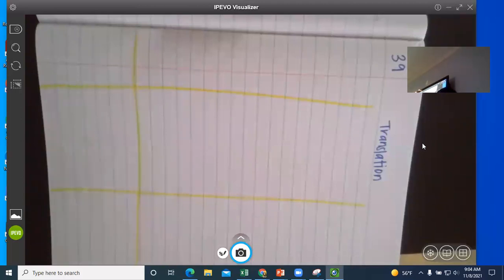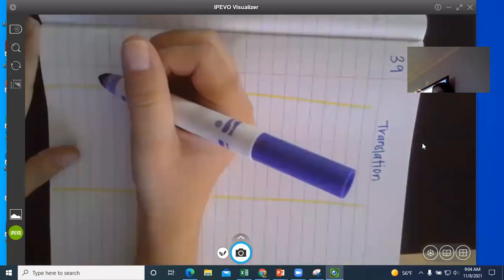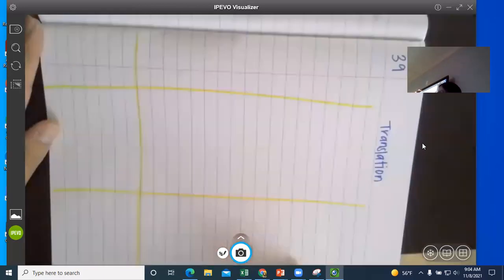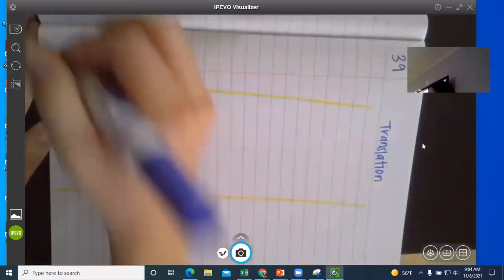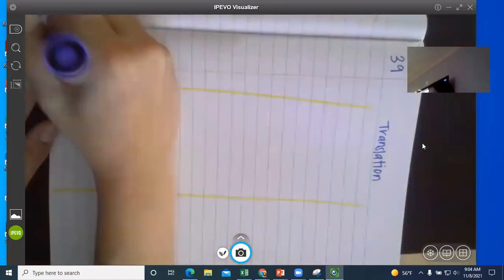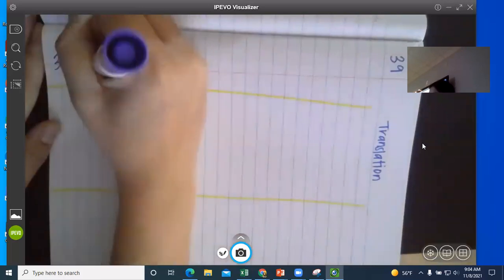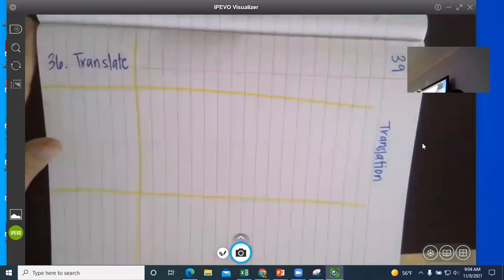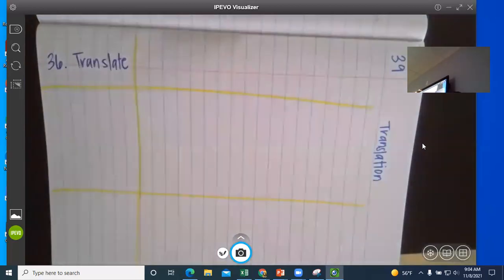Number 36. Sorry, it's 6 altogether. 2 columns, 1, 2, 3 rows. All right, so this is word number 36. And the word is translate, but in math, we're talking about a different translate, not from one language to another language. We're talking about a coordinate plane. Any guesses what translate means?